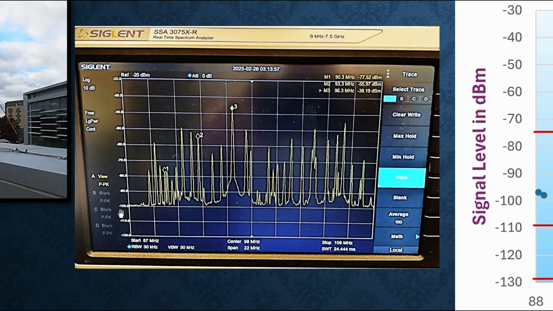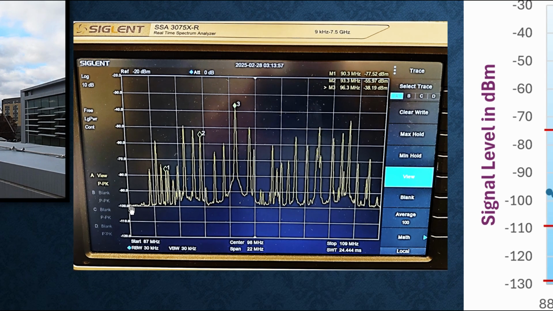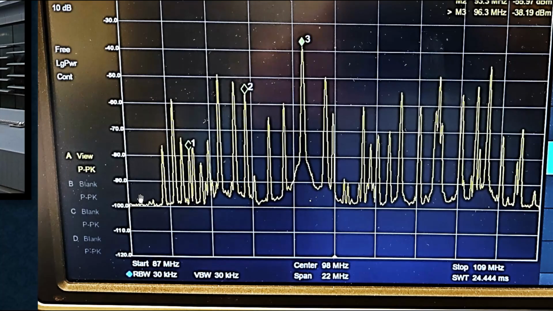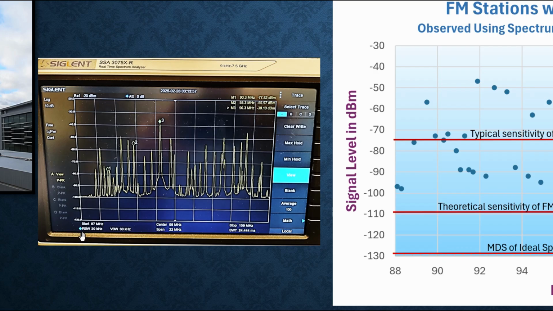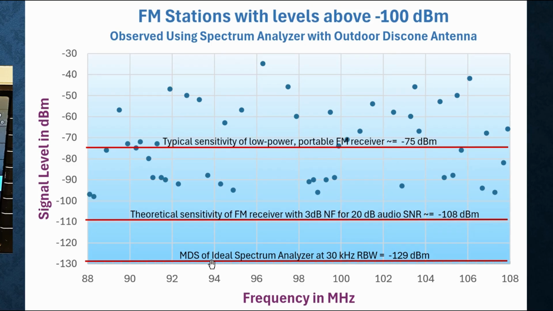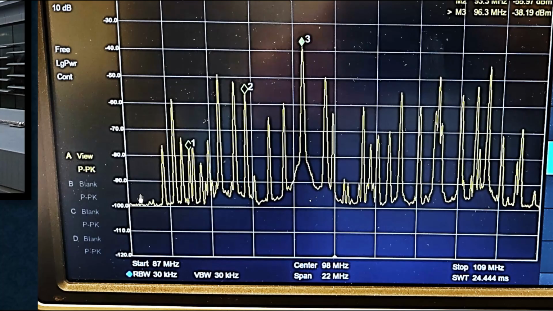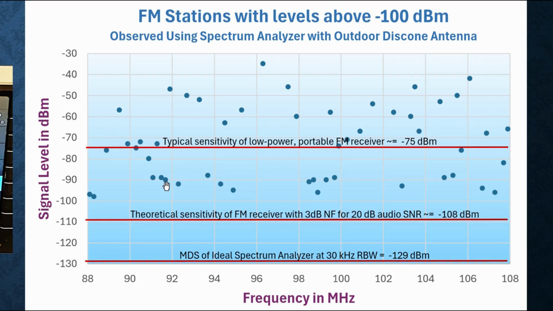One of the reasons is this spectrum analyzer has a noise floor of minus 100 dBm. In episode 2, we quantified that, and we discussed things like the minimum discernible signal that you can get in a certain bandwidth. This spectrum analyzer is set to a resolution bandwidth of 30 kilohertz, and we should be able to see signals much weaker than this. The minimum discernible signal with the 30 kilohertz resolution bandwidth should be about minus 129-ish dBm. And what are all these dots? Well, these are the signals that you saw in that spectrum, just plotted as dots here.